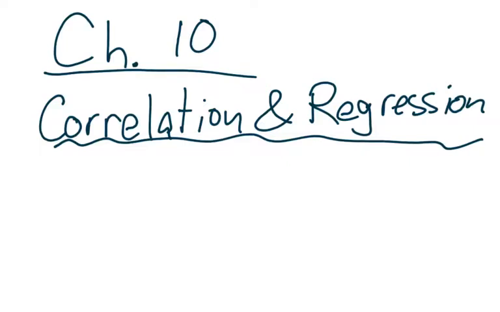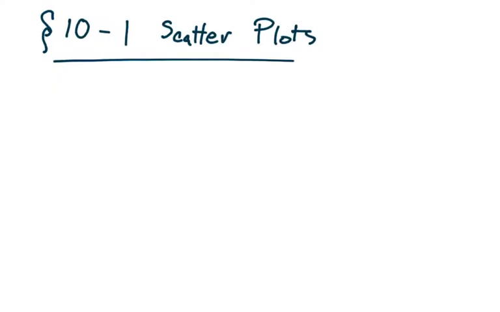Good morning. This is another lecture in Professor Grenfell's Math 12 series, or Statistics at RCC. And today we're beginning a new chapter. Chapter 10 is on correlation and regression. So in Chapter 10, Section 1, we're going to begin with scatter plots and discuss the notion of correlation.